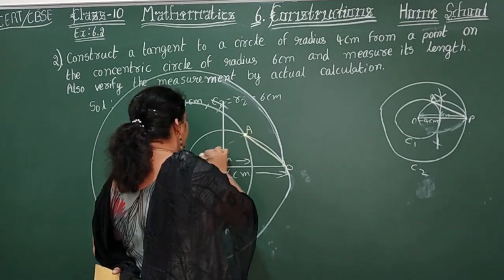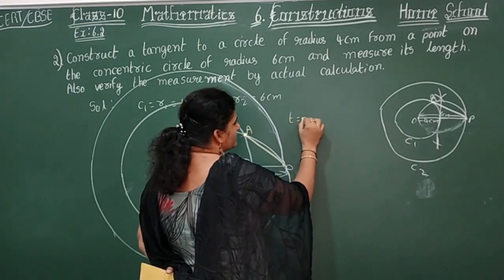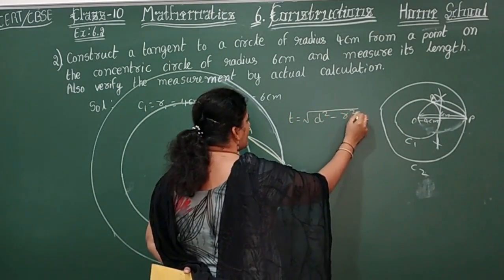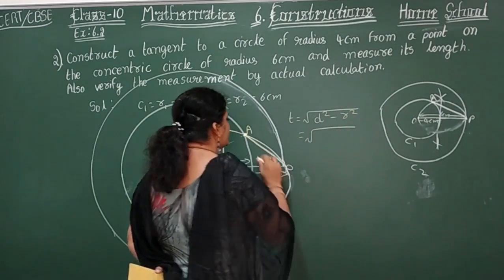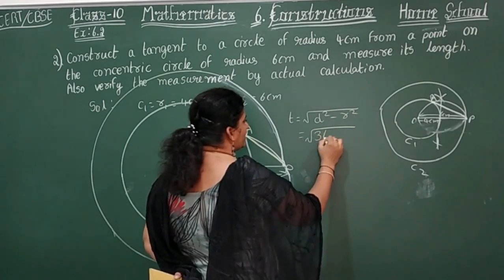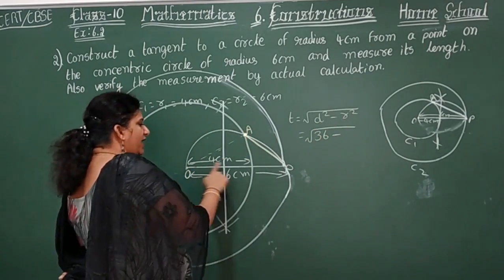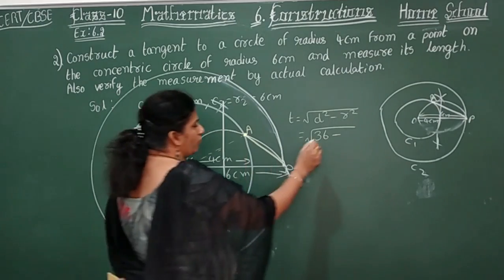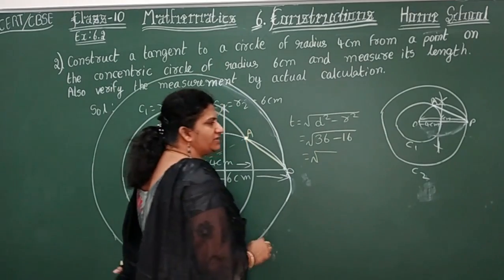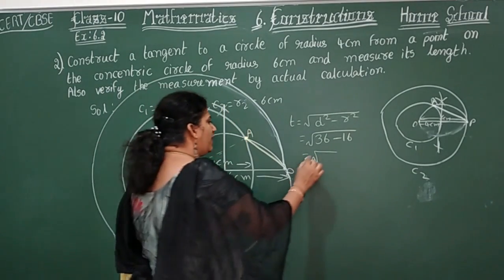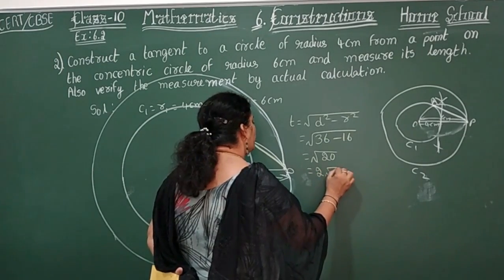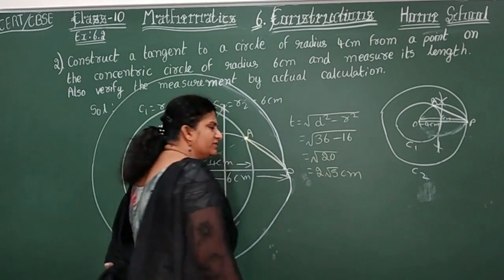Look here. Tangent length is equal to square root of d square minus r square. What is your d here? From here to here it is 6, 6 squared is 36. And what is the radius of this circle, children? 4, 4 squared is 16. That will be how much? 36 minus 16, it will be 20. That will be 2 root 5 centimeters.